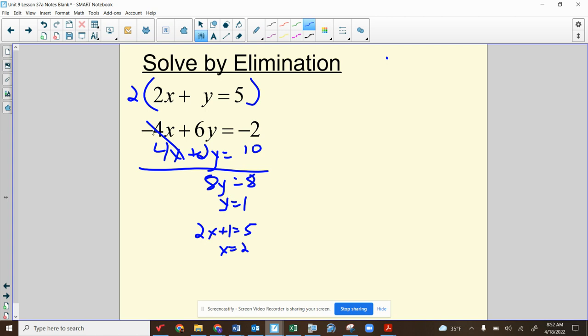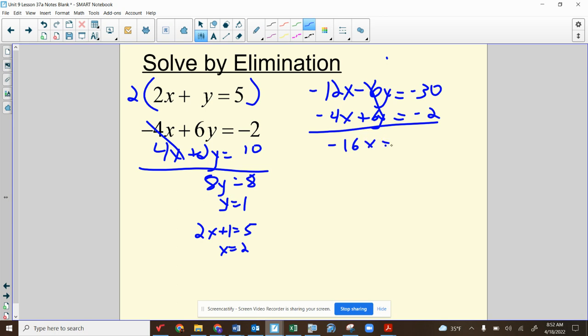Or instead of doing that, if I take this line here and multiply it by negative 6, that'll give me negative 12x minus 6y equals, and always make sure that you multiply the number as well, negative 30, and then list this one right below it. Add the two lines together. Negative 16x is equal to negative 32. x is equal to 2. Plug it back in, you'll get y is equal to 1.